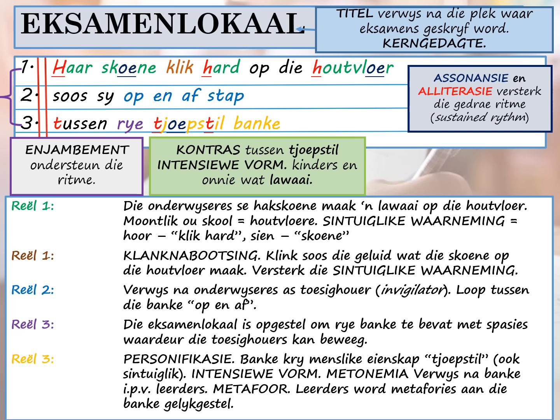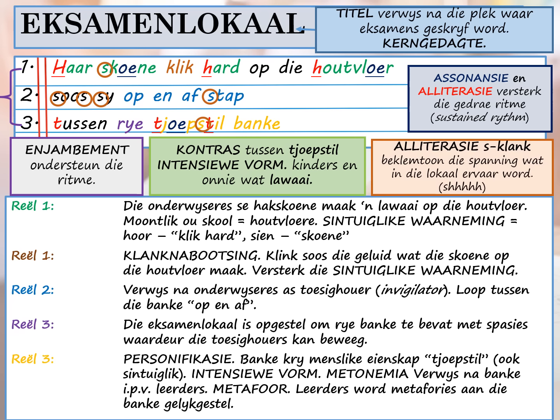There's a contrast between this choopstil and the learners and the teacher that is making the click, which is the klanknabootsing, the onomatopoeia. So we've got sound coming from the teacher, and we've got the learners who are choopstil, who are quiet. So this contrast between the teacher making a noise and the learners who are quiet. There's also alliteration of the S sound all through line 1 to 3. We've got skoene, soos, sy, stap, and still. It also gives you the idea of shh.